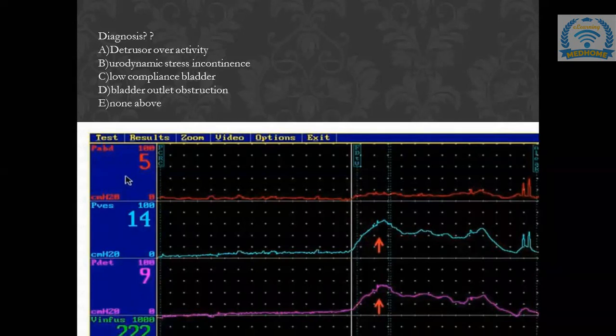and vesical pressure is not rising, and detrusor pressure is also not rising. Detrusor pressure is rising in the filling phase. You can see this whole graph is the filling phase. Okay. Yes. Then both pressures are rising, vesical pressure and detrusor pressure, while the abdominal pressure is not rising.